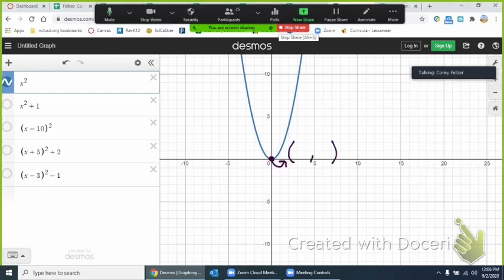It's 0, 0. Okay, so you have two of these questions on your practice quiz where it just gives you a picture and says, find the vertex. For this one, it would be 0, 0. That would be your answer.